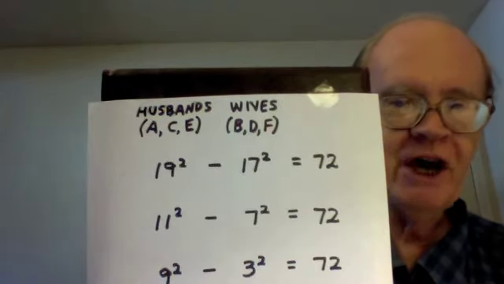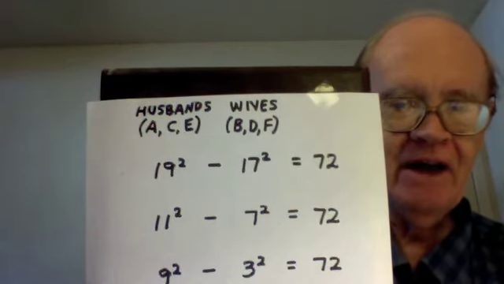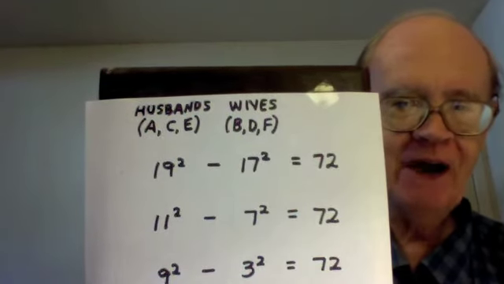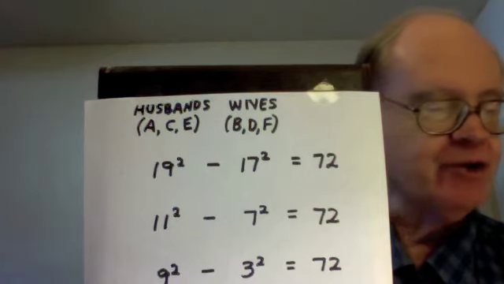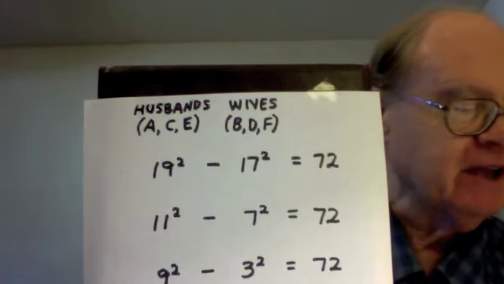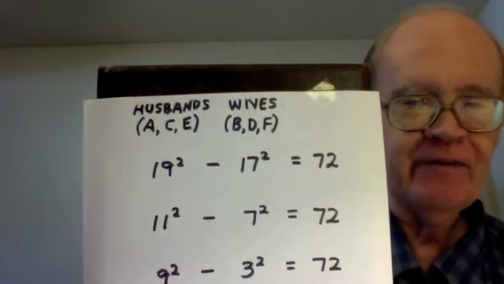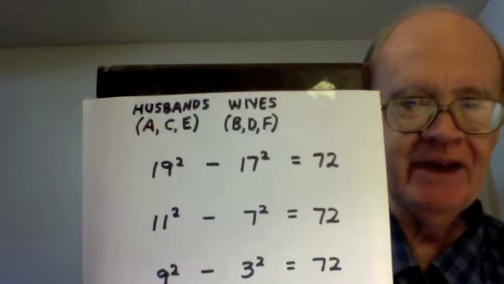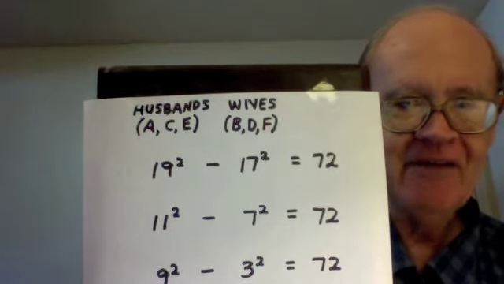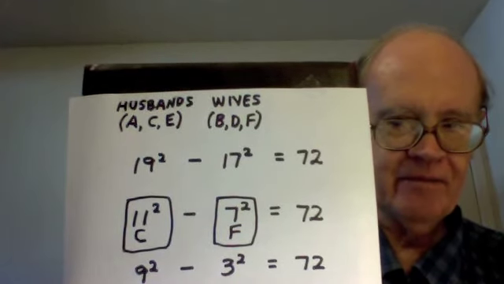We are told that each husband paid 72 cents more than his wife, and so I have summarized our findings so far in this way. Now we are told that Clyde bought 4 more potatoes than Frida. That has to be the 11 and the 7. So I've marked them with the C and the F.